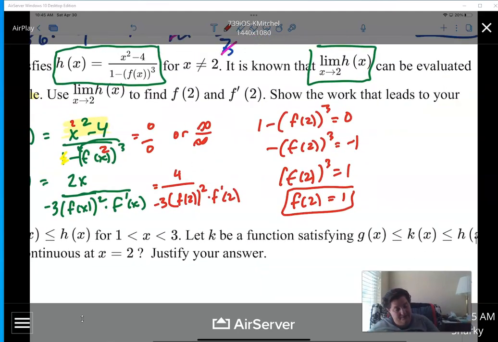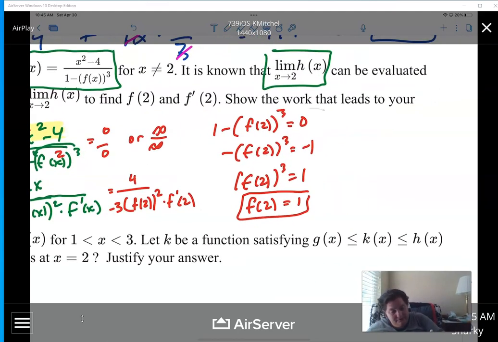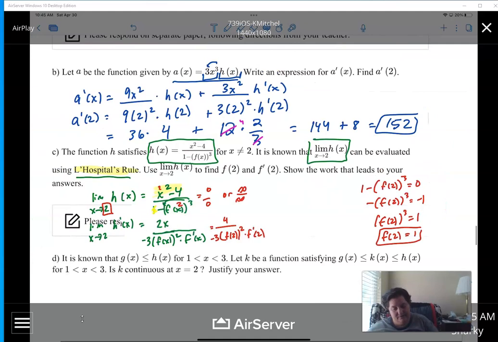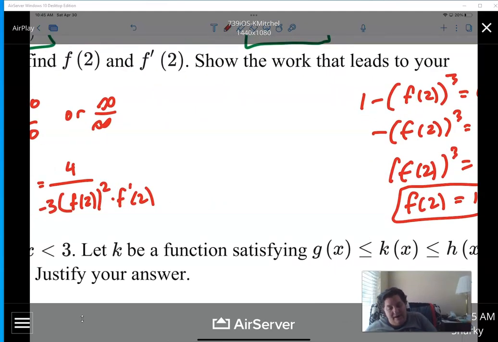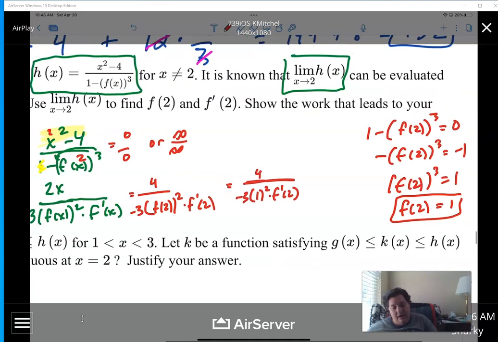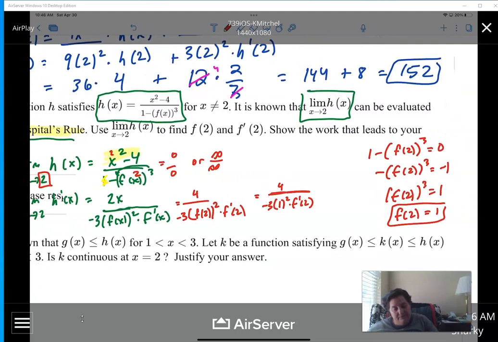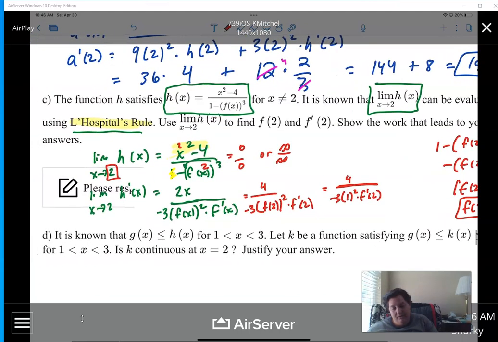So let's see here. I gotta move this over, you guys. You want me to move that over? Ah, beautiful. Okay, very cool, very cool. All right, so now let's take this. This is gonna be 4 over negative 3. F of 2 was 1 squared and f prime of 2. All right. Now, I know that can be evaluated. Use the limit to find that and that.